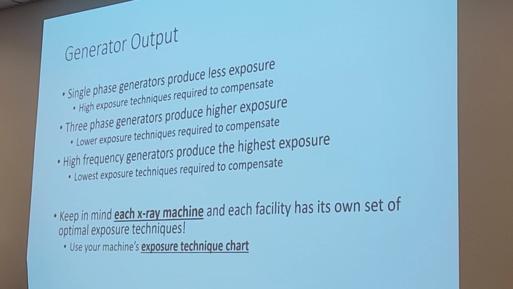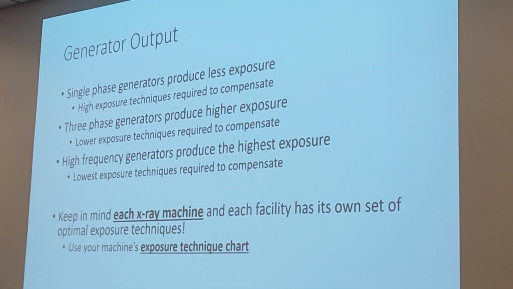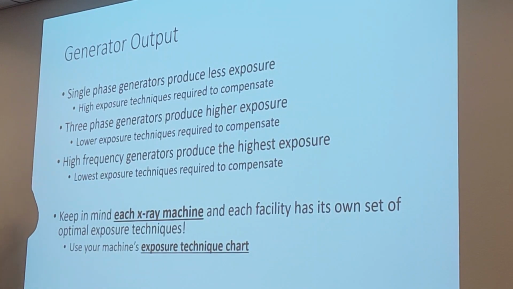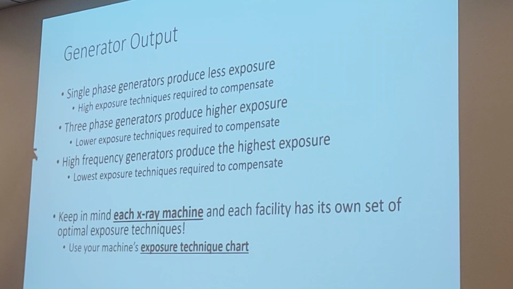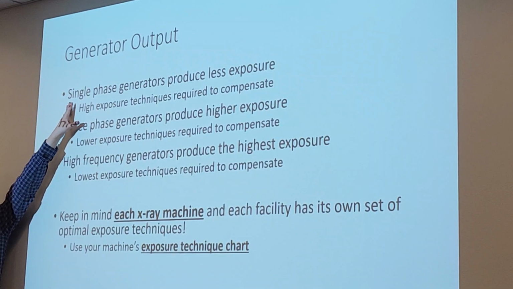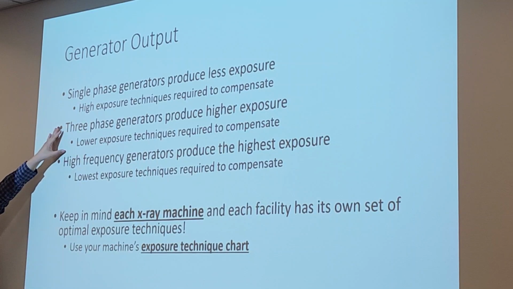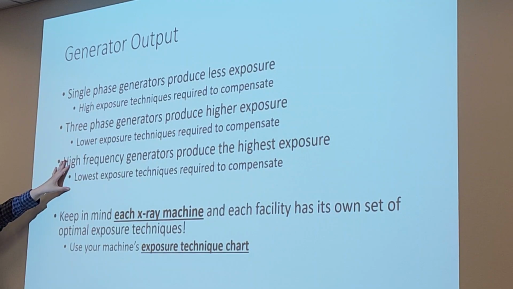Okay, generators. Decreasing collimation increases scatter. Thank you. Correct. Okay, so generators, you're going to talk about these with Ms. Bonilla as well. But real quick, single phase, these are your most basic generators. So they produce less exposure. You need higher techniques to compensate. Three-phase produces higher exposures. High frequency produces the highest exposure. Okay.